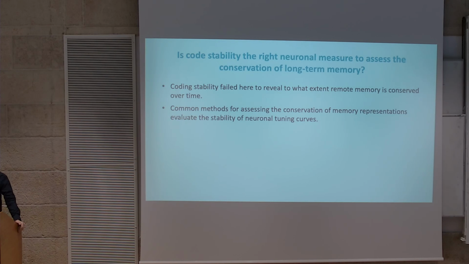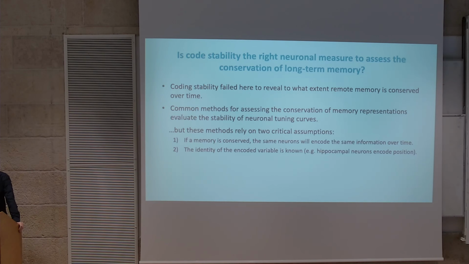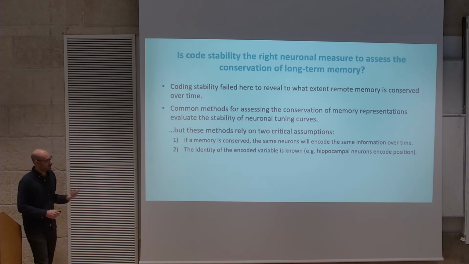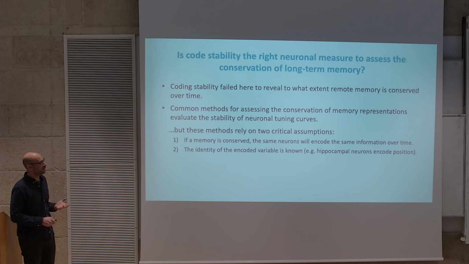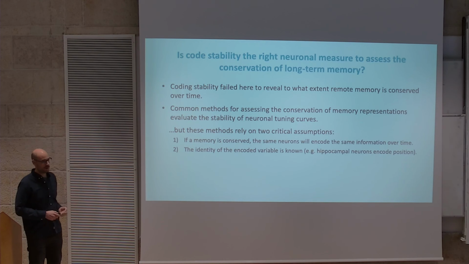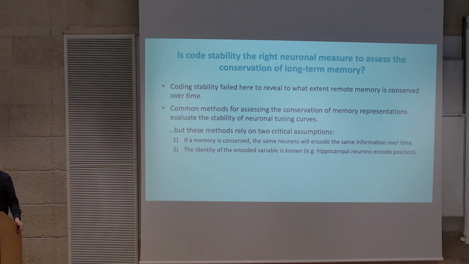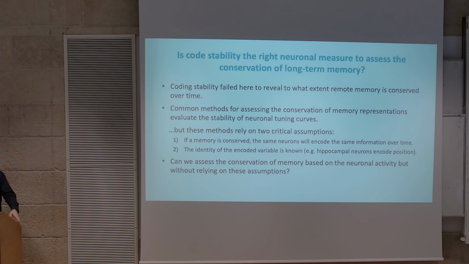And exactly as you said, the common methods for assessing the conservation of memory representation evaluate the stability of the neural tuning curve, but they rely on two critical assumptions. One is that if a memory is conserved, the same neurons will encode the same information over time. Not necessarily the case. And the second is that the identity of the encoded variable is known to us, such as the hippocampal neurons encode position. So we ask ourselves, can we relax somewhat these assumptions, and can we assess the conservation of memory based still on neuronal activity, but without relying on these assumptions?